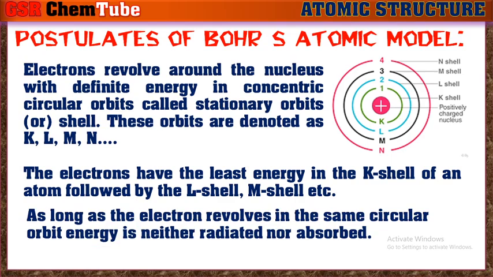As long as electrons revolve in the same circular orbit, energy is neither radiated nor absorbed by electrons. That is why these orbits are known as stationary orbits. That means suppose an electron is revolving in a particular orbit, its energy will be constant. It won't radiate energy or absorb energy until and unless it is revolving in the same orbit.